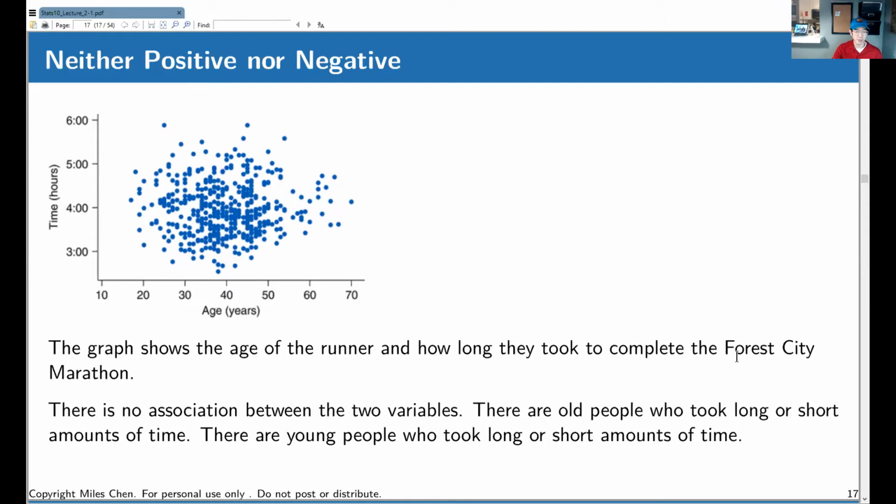And so you have young people in their 20s who take a short or long amount of time. And then you have older people in their 60s who take a short or long amount of time, people in the middle who take a short or long amount of time. And so we don't have an association where we could say older people take more or older people take less time in general. Just in general, some people take less time and some people take more time, and it doesn't seem to be affected by age.